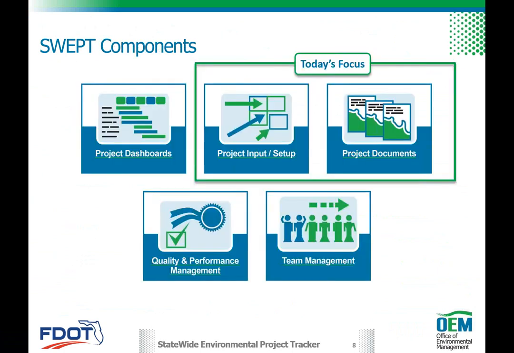SWEPT itself is broken down into basically 5 components. There's separate trainings on the project dashboard, the quality and performance management piece, that's really for ourselves working on the self-assessments and audit support. We won't go into that. The team management piece is how we assign resources up here to work on various documents so that it routes to the right people at the right time. But today's focus is really going to look at the elements and things found in the project input and setup, as well as in the project documents.